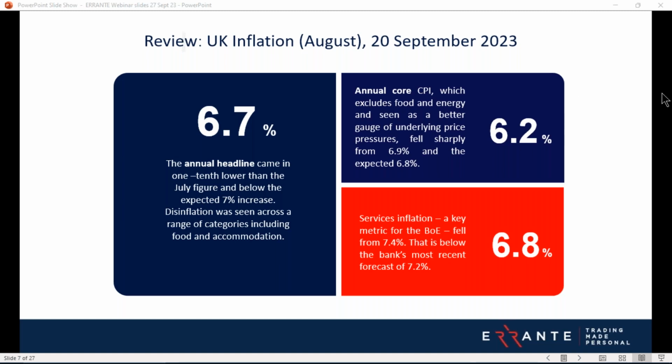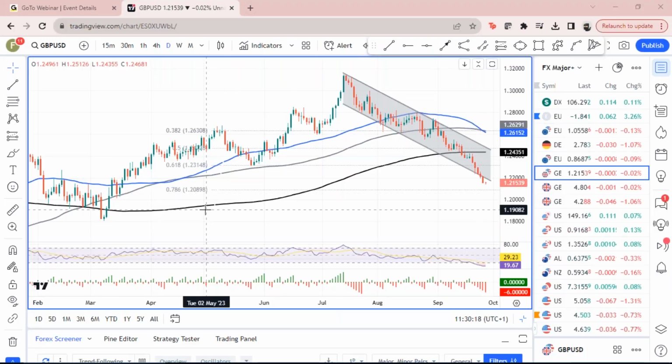Okay, just bear with me and I'll pull up the cable chart, which is obviously key and looking depressing for any sterling holders, which you can see here. I just wanted to touch as well on some of that data, which is critical for the UK.